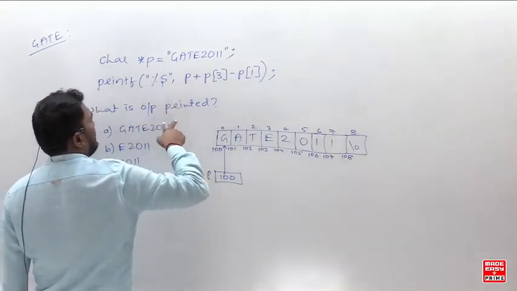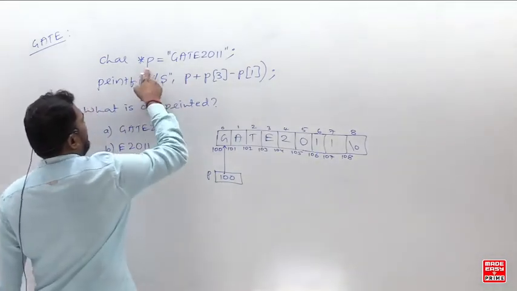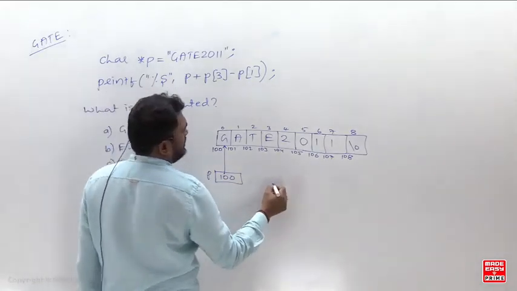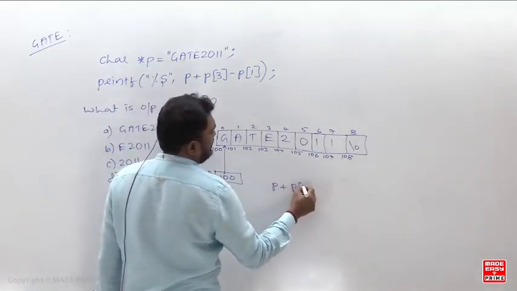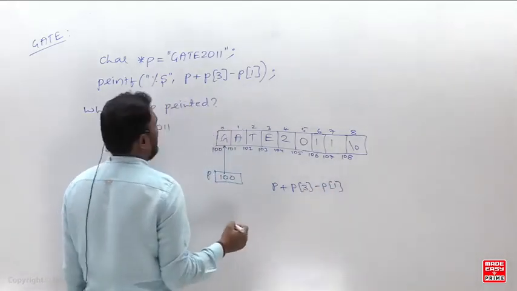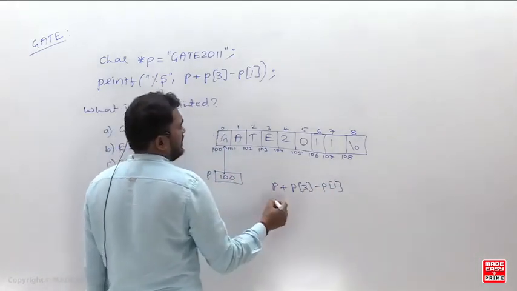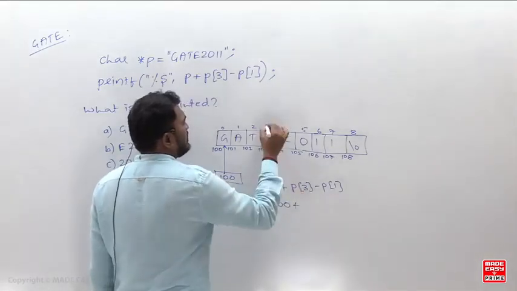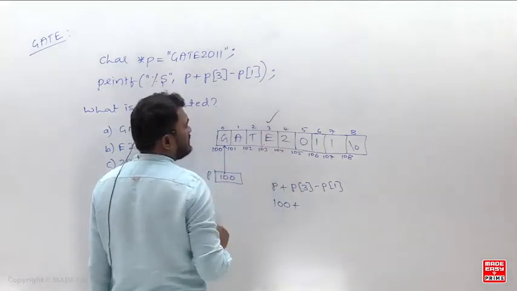P means what? P is a variable, and a variable means the value inside it. So P means 100. Look here, I'm writing P plus P of 3 minus P of 1. P means 100, plus P of 3. P of 3 means what? You have E here. P of 3 means E.